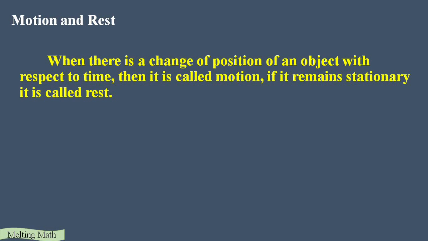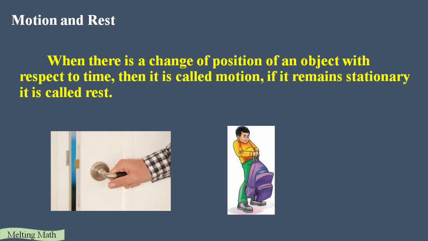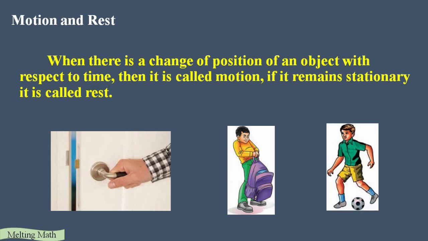Here we already discussed some examples. Let's see the same ones. Before unlocking the door, what is the state of the door? It's at rest only. Second image, before we lift that bag, what is the state of the bag? It's also at rest only. Third, before kicking that ball, what is the state of the ball? That's also at rest only. So this motion and rest are a reversible process. One occurs, then another. Okay, these are spontaneous processes.